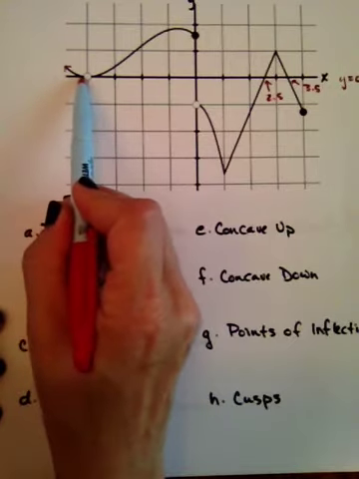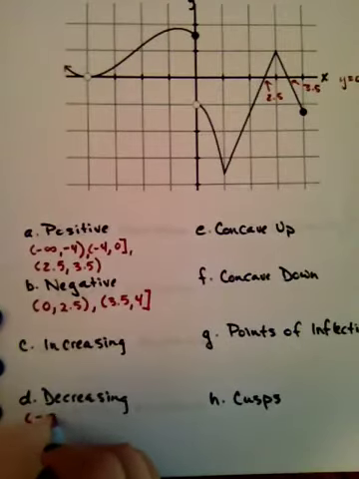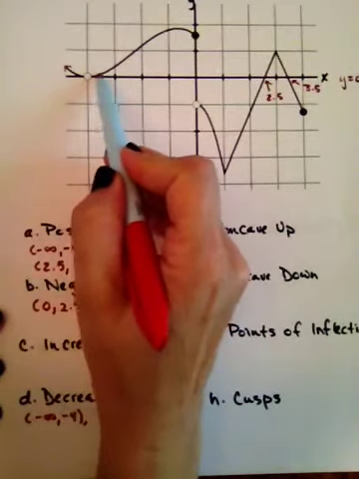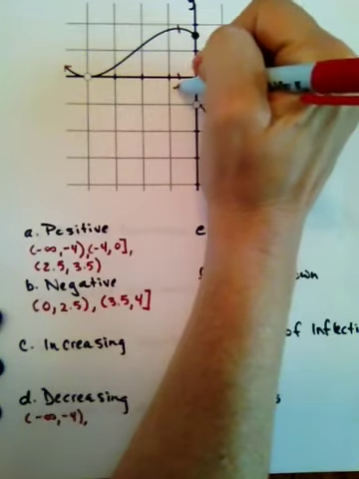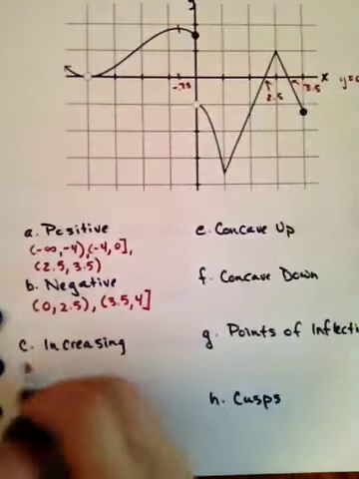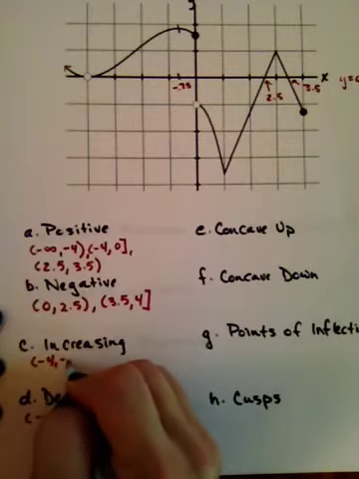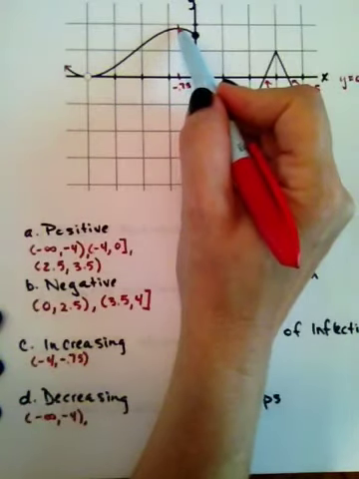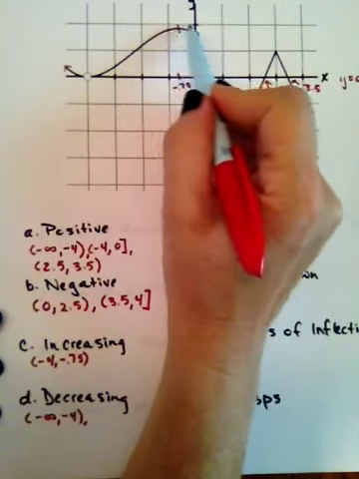So I'm going to use this interval for part D, which is decreasing. So negative infinity to negative 4. From negative 4 to right about in here, and let's call that a negative 0.75, my y values are going up. So for increasing, I'm going to say from negative 4 to a negative 0.75, and we're just estimating. Okay. At negative 0.75, the graph is not increasing, nor is it decreasing. It actually has a slope of 0 right there.